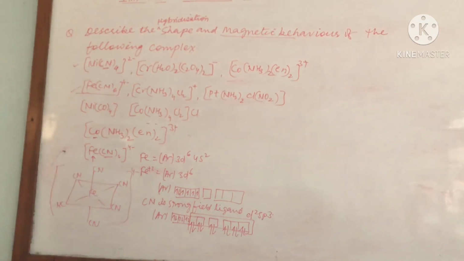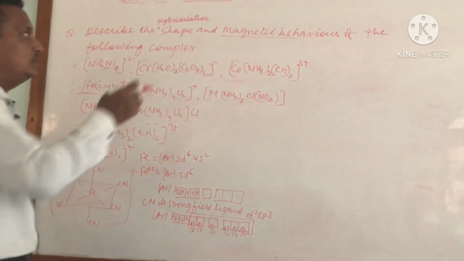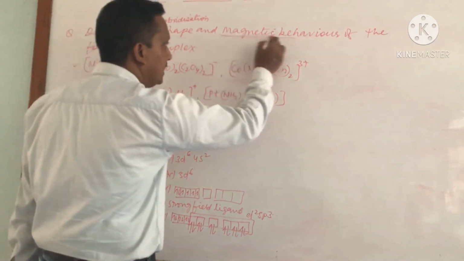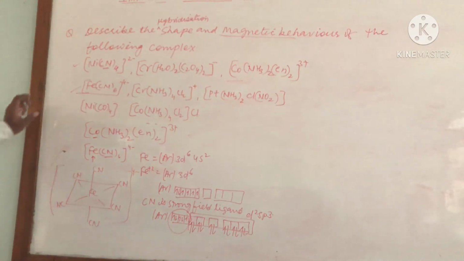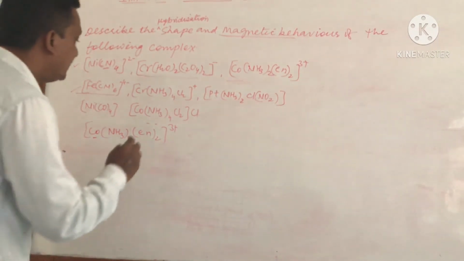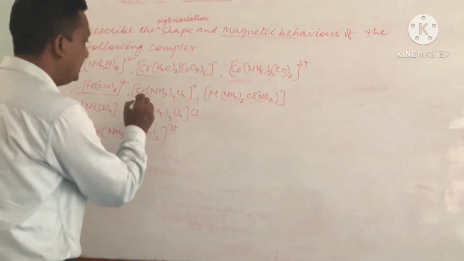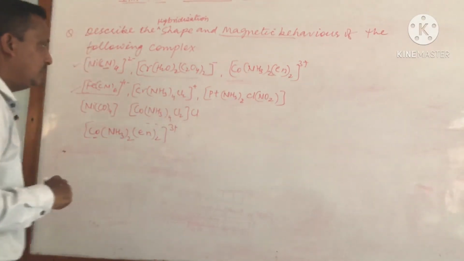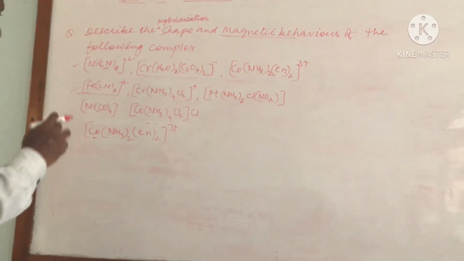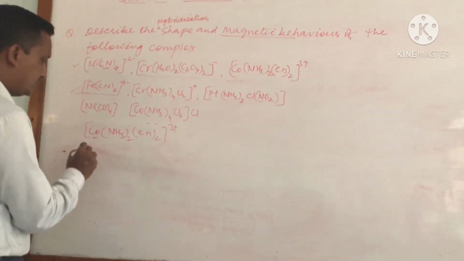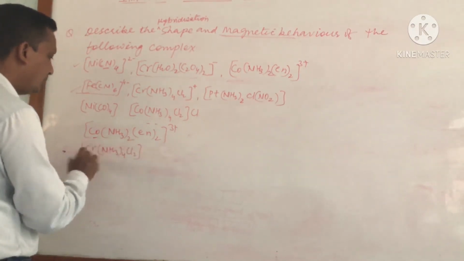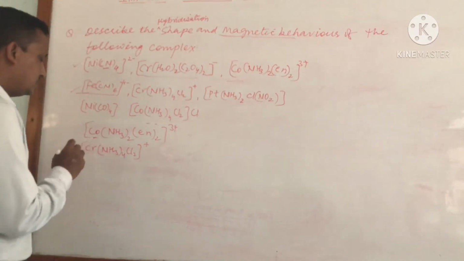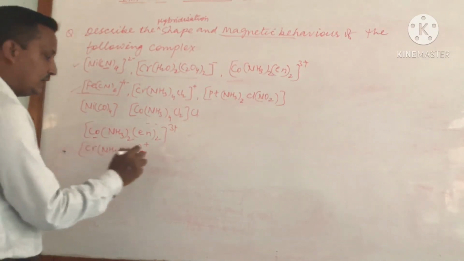So it would be an octahedral molecule, and when we consider the magnetic behavior, because all the electrons are paired, this molecule would be diamagnetic. Okay. The next molecule we are taking is [Cr(NH3)4Cl2]+, and we are to get the hybridization state of this complex. In this complex chromium would be the central metal atom.